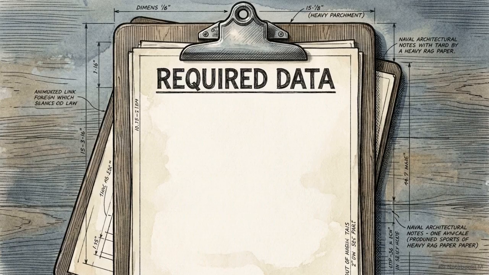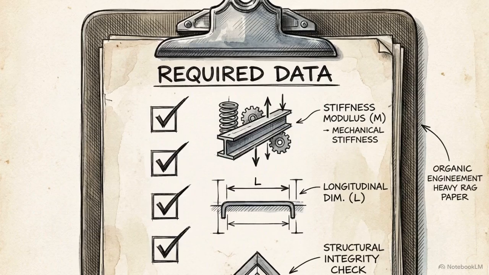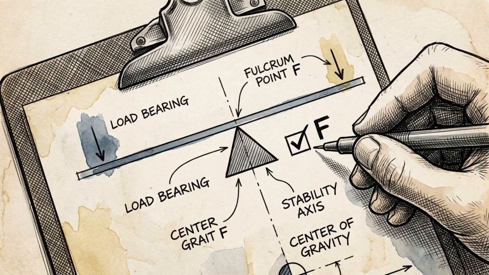To calculate this, you need 5 specific pieces of data about your vessel: your initial drafts, the tons per centimeter of sinkage, or TPC, the moment required to change your trim, or MCTC, the total ship length, and the exact location of the center of flotation.